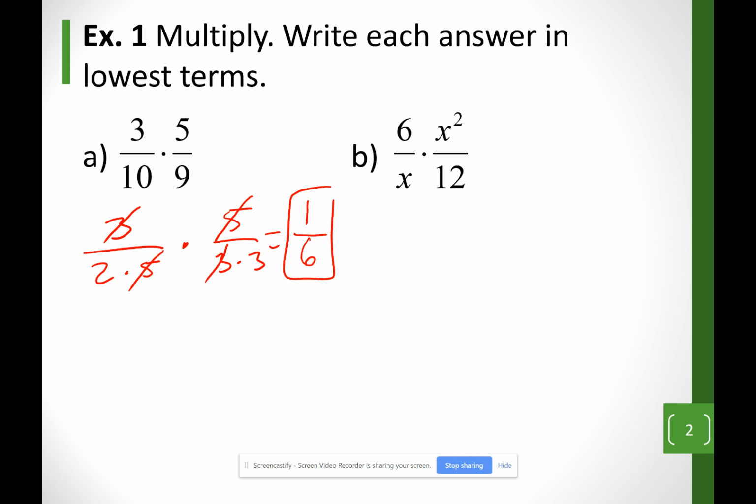Same thing with example B. 6 over x, I'm just going to call it 6 over x. My x squared over 12, I'm going to call x squared as x times x. And my 12, I'm going to call that 2 times 6. Let me cancel out common factors. I'm going to cancel out the 6s. I'm going to cancel out the x's. And I'm going to have x over 2.